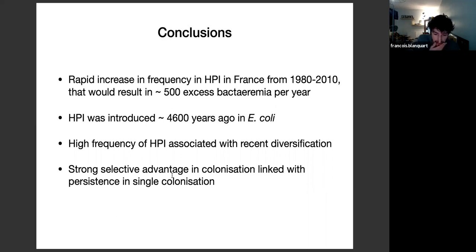I'm not quite sure what would explain a recent selection for HPI, but one hypothesis is that if you have improved hygiene, you would reduce opportunities for colonization for E. coli, and therefore it would be advantageous to reside for a longer time, to persist longer in a gut once you're there. So maybe this could explain why the selection coefficients in favor of HPI have changed in recent years, favoring HPI more than it used to be.